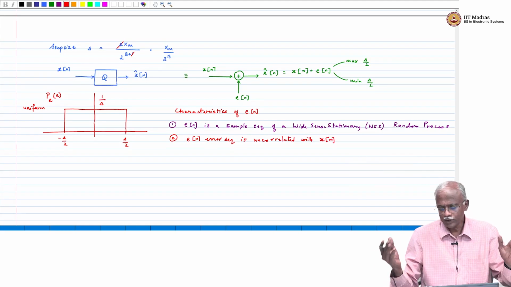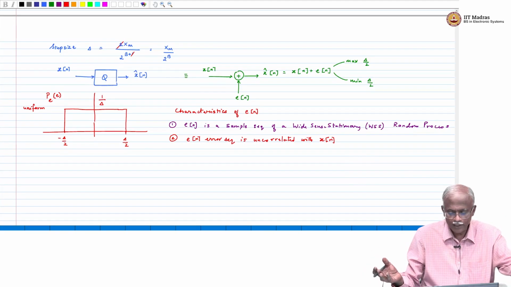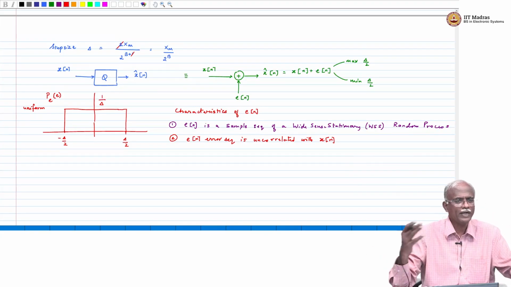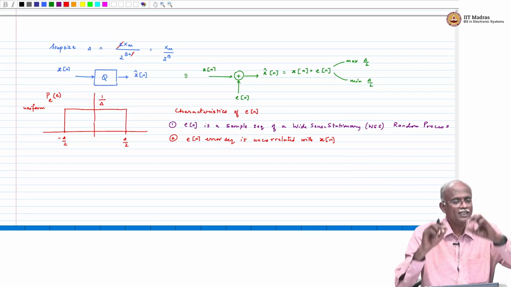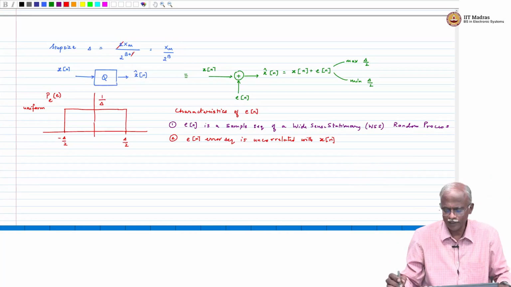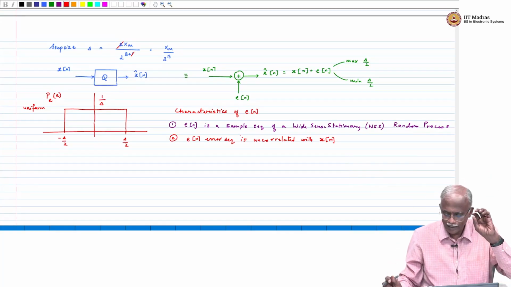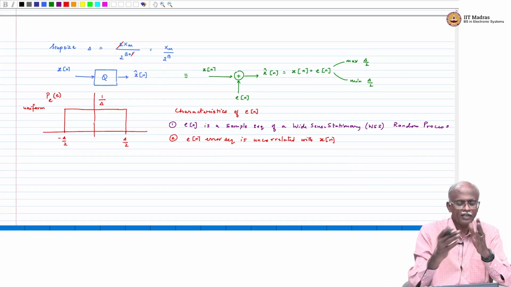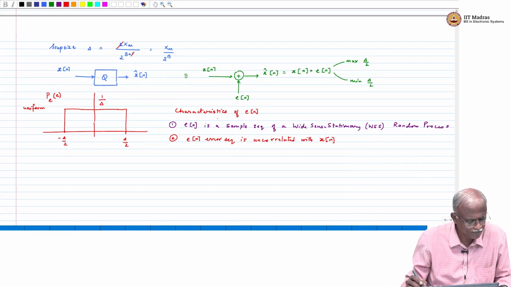Now, x of n may have a positive error, negative error, small error, large error, and x of n and the error do not have any correlation. Whatever the value of x of n is, the quantizer is going to decide what the error e of n is. So that is what we say: x of n doesn't have any correlation with the error sequence.